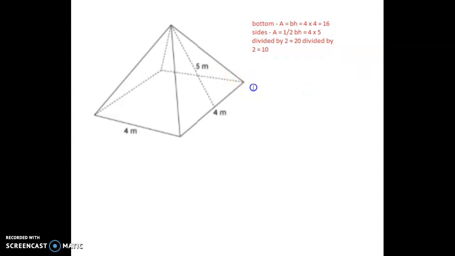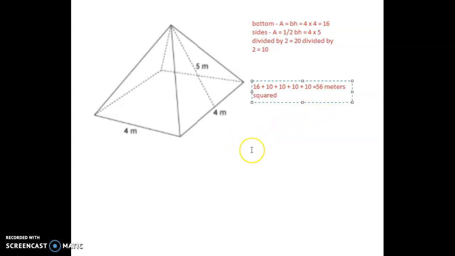Okay, so now we got to go ahead and add everything up. We have the bottom of the shape, which we got 16 for, plus we have the sides, which are each 10. But how many sides do we have? Well, 1 triangle connected to this side, 2 triangles, 3, and 4. So that's going to give us 56, and it's meters squared because it's area.